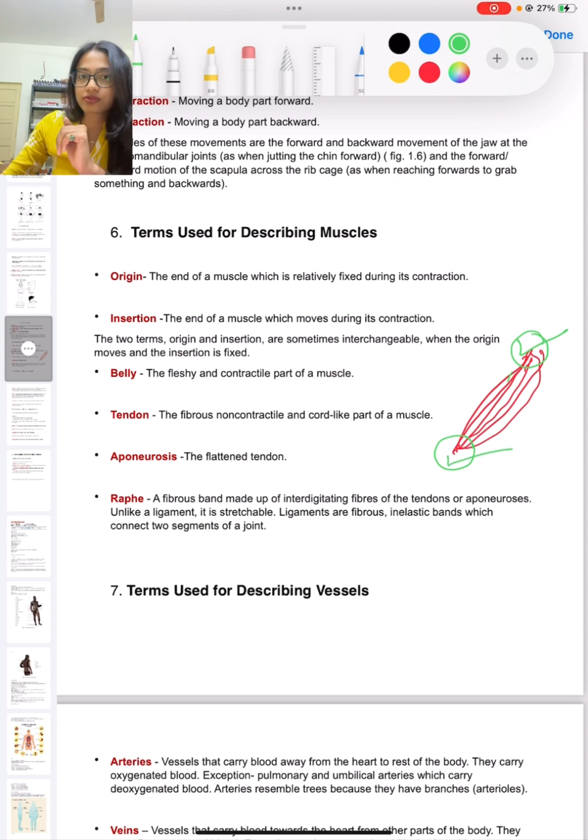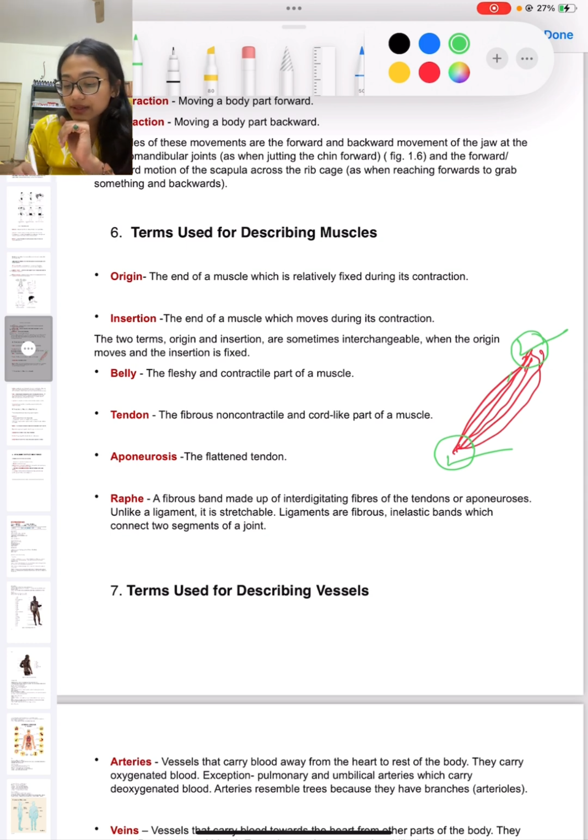Okay, from a particular bone a muscle originates and inserts in the other. Now the definition is given: origin, the end of the muscle which is relatively fixed during the contraction. Insertion, the end of the muscle which moves during the contraction. The two terms origin and insertion are sometimes interchangeable when the origin moves and the insertion is fixed. Okay, it can be interchanged in some situations.